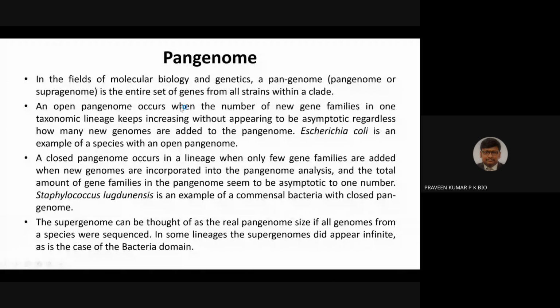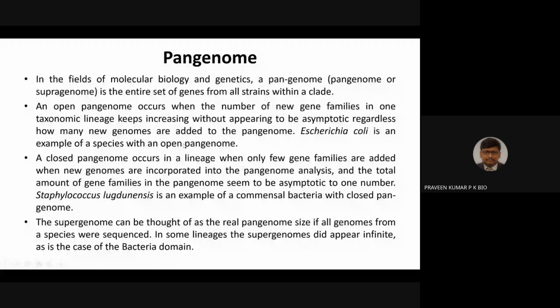So here you have two types. One is the open pan genome. E. coli is an example of an open pan genome. What is an open pan genome? The number of new gene families in a taxonomic lineage keeps increasing without appearing to be asymptotic, regardless of how many new genes are added to the pan genome. And if you see the closed pan genome, the example they provide is Staphylococcus lugdunensis. Most of the pan genomes are open pan genomes.